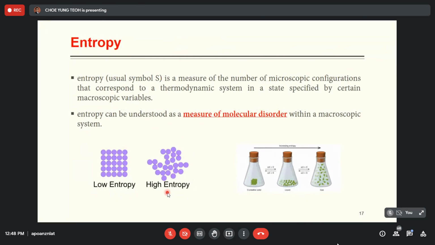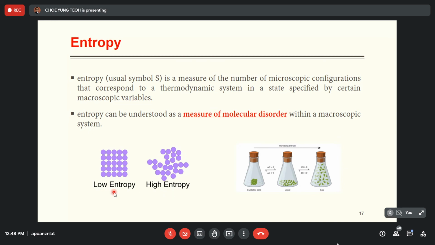In layman's terms, entropy is a measure of the number of microscopic configurations that correspond to a thermodynamic system in the state specified by certain macroscopic variables. It can be understood as a measure of molecular disorder. How disordered is the system within the microscopic system?